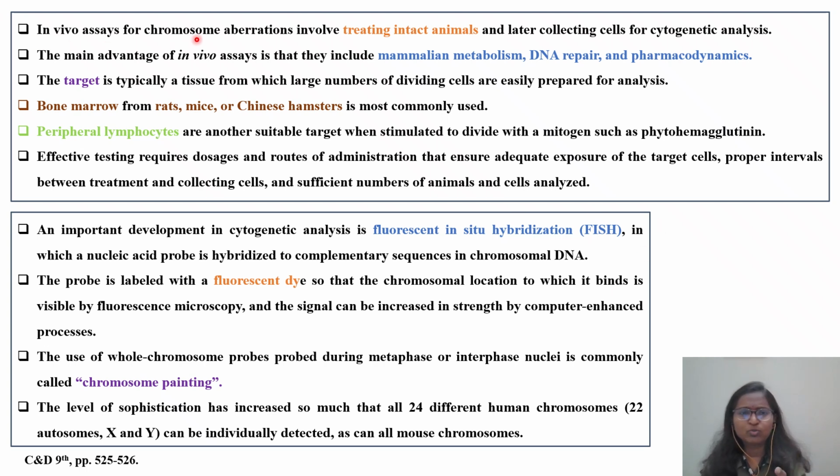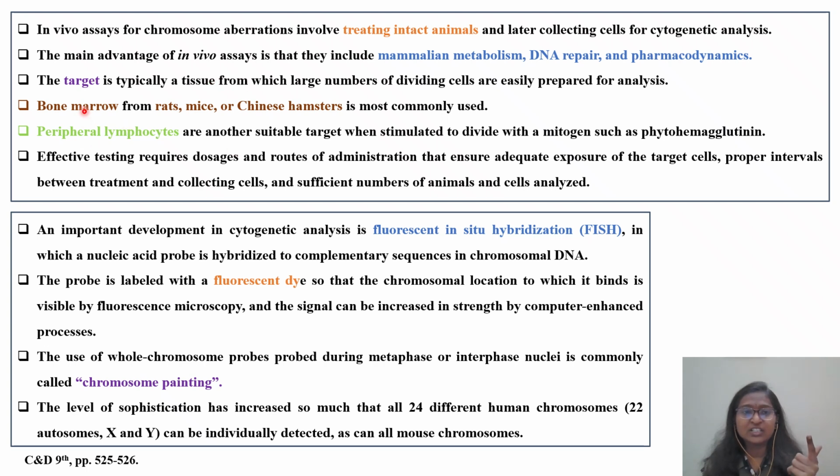In vivo assay for chromosome aberration involves treating intact animals and later collecting the cells for cytogenetic analysis. The main advantage of this in vivo assay is that it includes mammalian metabolism, DNA repair, as well as pharmacodynamics. The target is typically tissue from which a large number of dividing cells are easily prepared for analysis. Bone marrow from rat, mice, and Chinese hamster is most commonly used. Peripheral lymphocytes are another suitable target. So first we discussed Chinese hamster ovary cells, and now we are discussing the intact in vivo test.